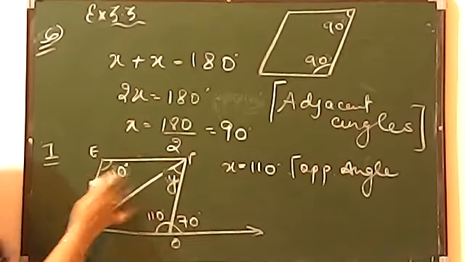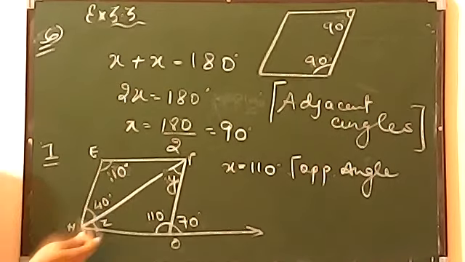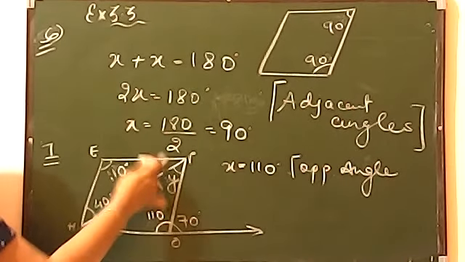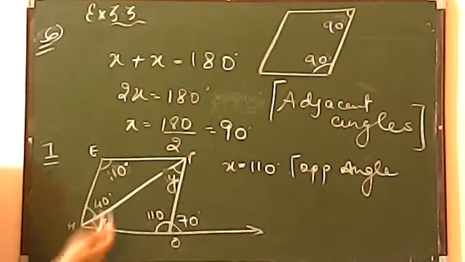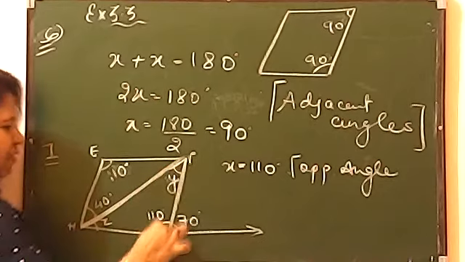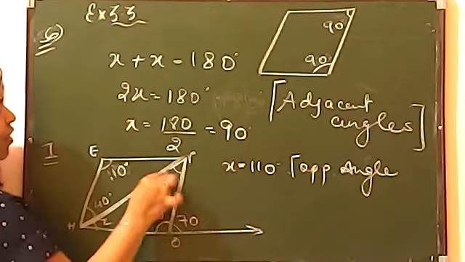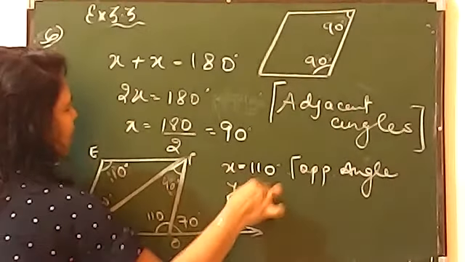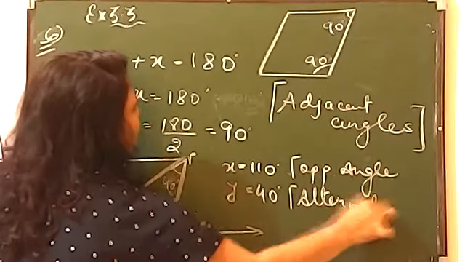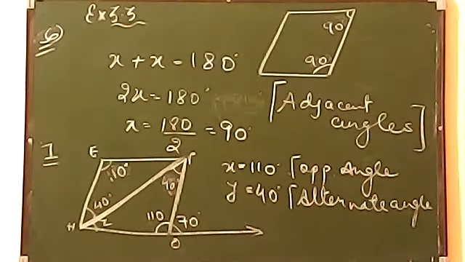Now look at this triangle. This is 110. This is 40. So according to the triangle angle sum property, you can find out this angle. और अगर आपको ऐसे नहीं करना है तो आप इसको अनदर फॉर्म में भी कर सकते हो. Look at the shape Z, and Z means alternate angle. So if this is 40, Y will also be 40. The reason is alternate angles. Now you got the value of Y is equal to 40.